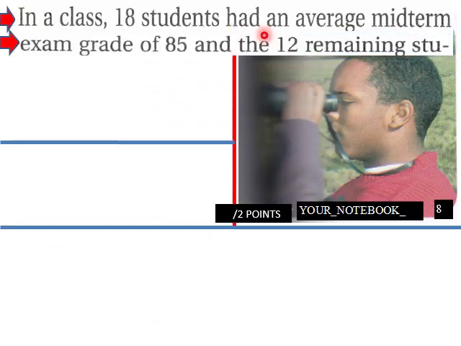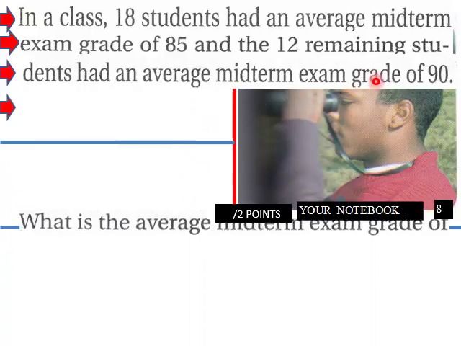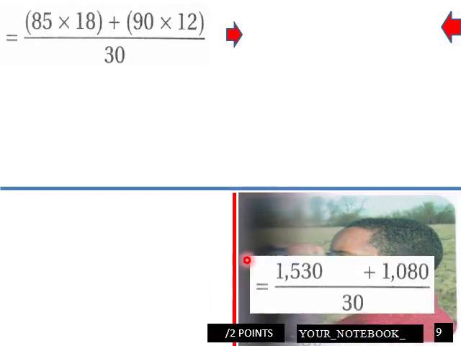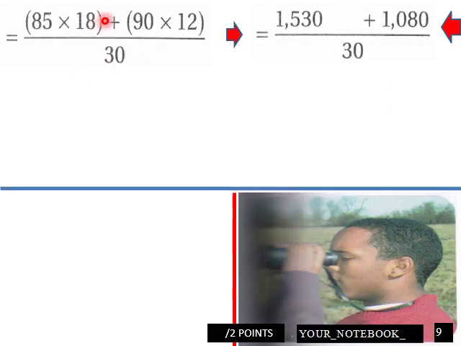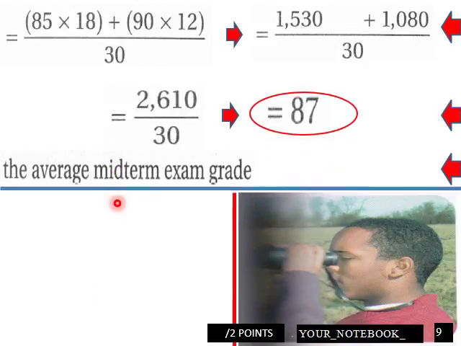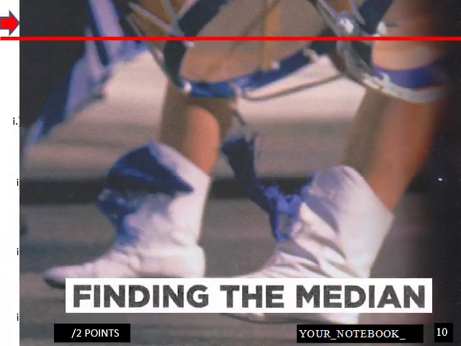So a class of 18 students had an average midterm exam grade of 85, and the 12 remaining students had an average midterm exam grade of 90. What is the average midterm exam grade of the entire class? The way we would find that is 85 times 18 plus 90 times 12, over 30. We get this here, so the average for the whole class would be 87. You multiply the grades you know and then put them over 30, averaging them over the whole class.